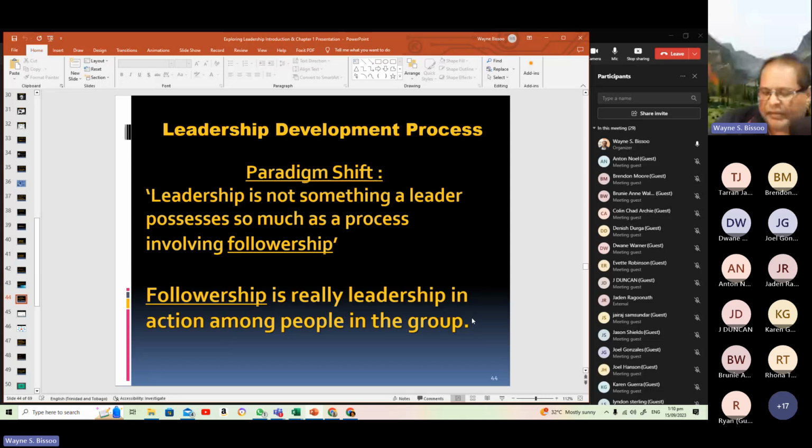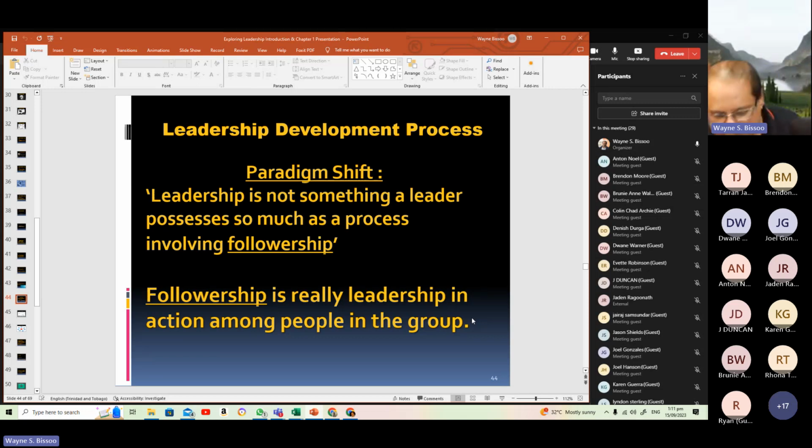So this is something that we need to think about, because this is the point that we were making about the influencers that affect the behavior of leaders, because followership is really the most important aspect of leadership. It is more important than the leader, because without followership, you cannot lead. All right? Because followership is leadership in action among people in a group.